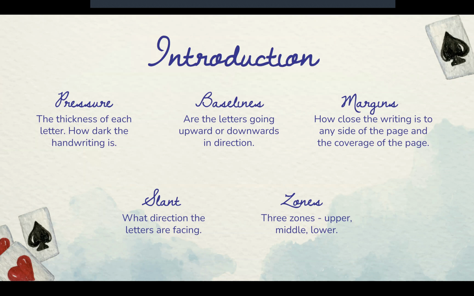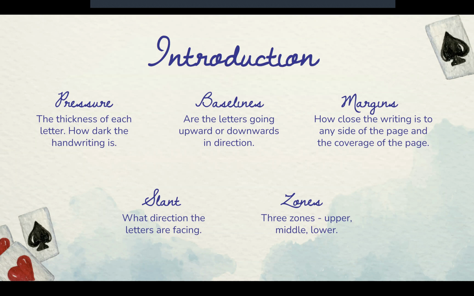The baseline is whether your letters are going in the upwards direction continuously or going downwards. And we base that off the first letter, and we put a line underneath it to see which way it goes. The margins is how close your handwriting is to either side, also to the top and bottom. And we're also going to look at how it covers the space. Does it cover the space evenly, or is there a lot of dead white space?